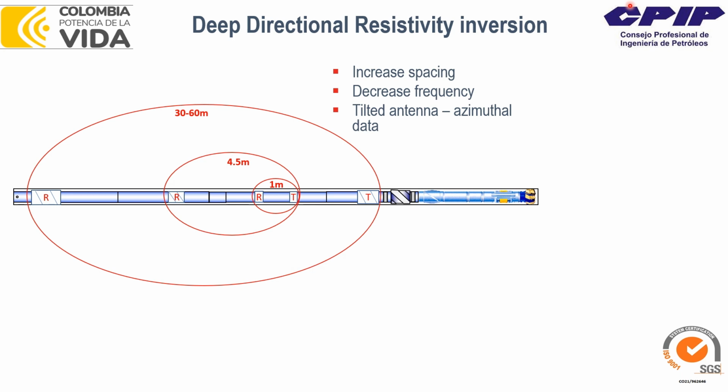But this is just the first part of the solution. That's the physics of the tool itself. But also the big part is the so-called inversion, the mathematic algorithm called resistivity inversion, which really gives the answer of what's going on in the formation. So let's have a look at what this inversion is and how we can use it.